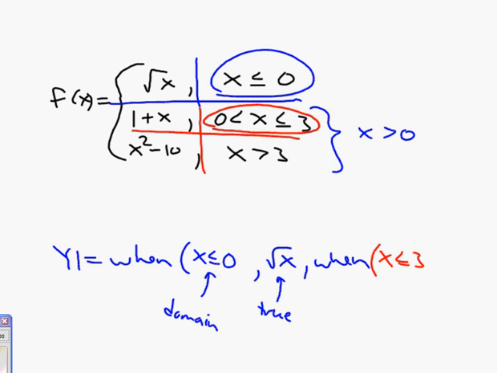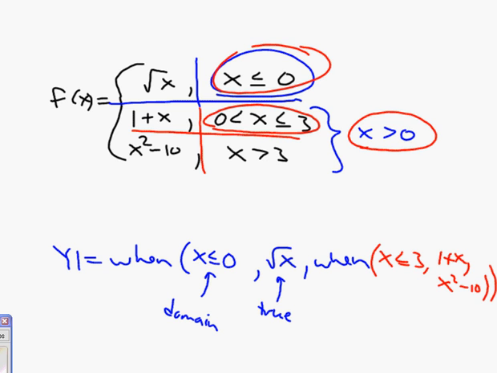Like I said in previous problems, we would not have made it into this red part of the piecewise function unless this were true. So automatically it's implied. If we're down here working, we don't have to worry. We know x is already greater than 0. Otherwise, you never would have made it out of that domain. Well, when x is less than or equal to 3, we want to do 1 plus x. And then if that's not true, we want to do x squared minus 10. Make sure you close parentheses twice.